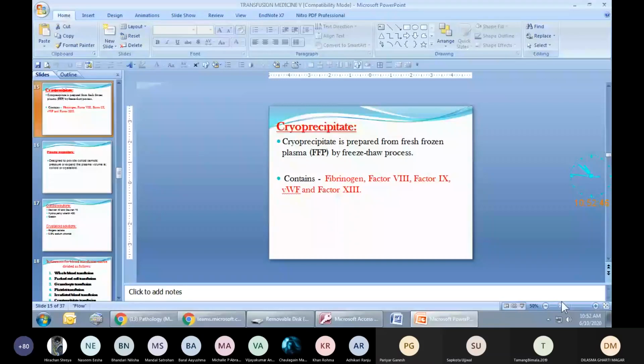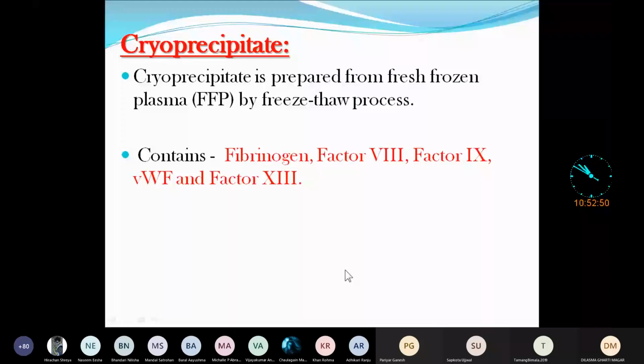Previously, the persons having factor 8 deficiency and factor 9 deficiency, you must have heard that these factor deficiencies were seen in the royals of Spain, Britain and Russia, isn't it? Any idea? Yes, ma'am. Okay.